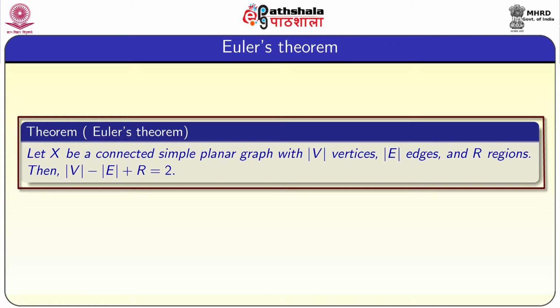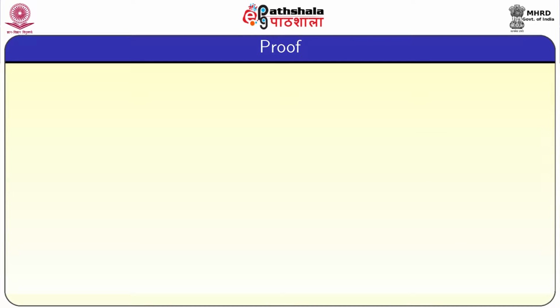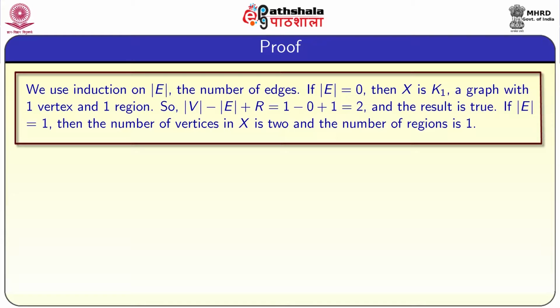Now we will see Euler's theorem. Since for a planar graph not only vertices and edges but regions are also involved, Euler's theorem gives the relation, a necessary condition for a graph to be planar. Let X be a connected simple planar graph with |V| vertices, |E| edges and R regions, then |V| minus |E| plus R is equal to 2. We will see the proof. We will use induction on the number of edges.